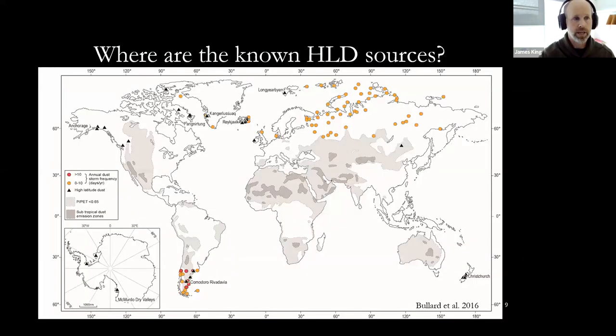There have been a couple of attempts to categorize and catalog where high latitude dust sources are.